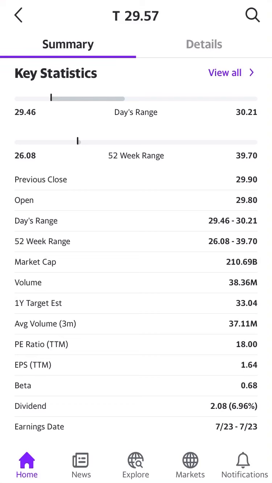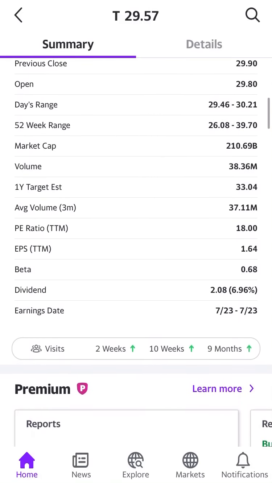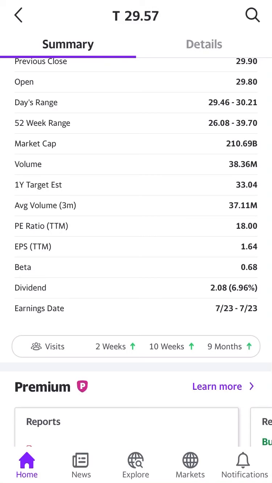Market cap, who cares? We're not interested in that right now. The volume, the amount of shares in circulation, who cares about that right now? That's not important to us. The 1 year target is not important to us. Average volume is not important to us.